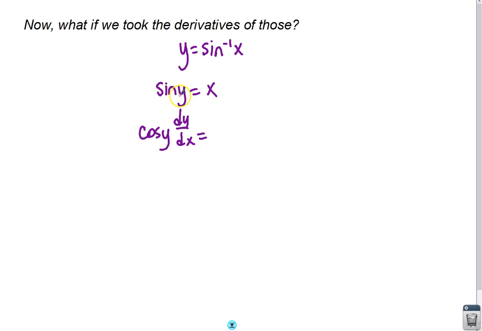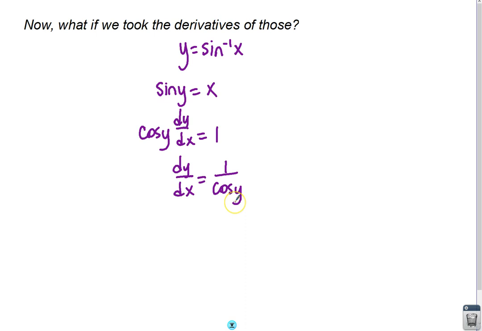So I have to use chain rule and say the derivative of sine of y is cosine, derivative of the outside. But then the derivative of y itself with respect to x, I don't know. So I multiply by dy dx, and I'll see if I can figure out what that is eventually. And then the derivative of x with respect to x is just 1. So now I've got cosine of y times dy dx is equal to 1. So dy dx is equal to 1 over the cosine of y. Well, that's fantastic. So now I know that the derivative of y is 1 over cosine y.